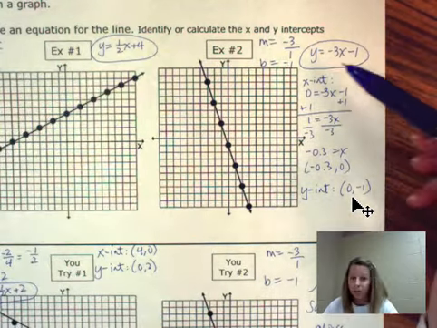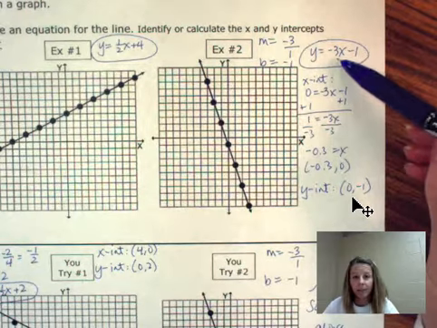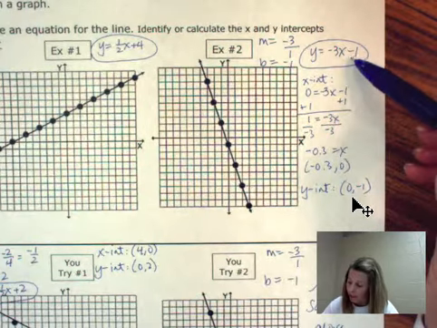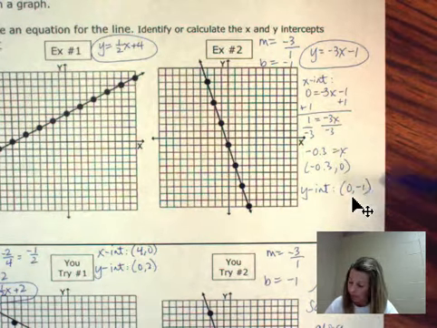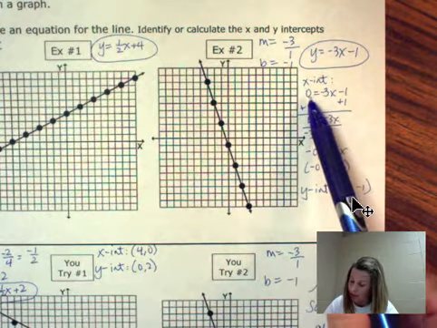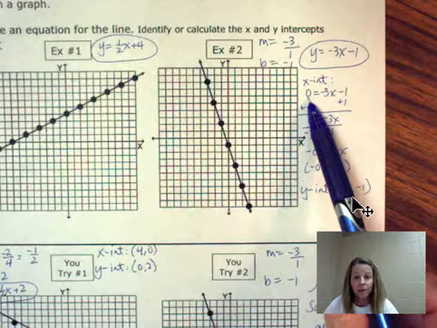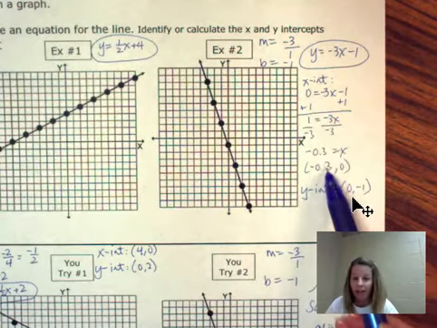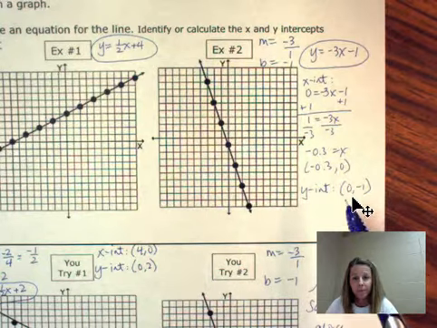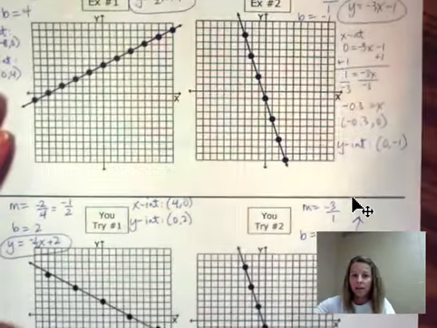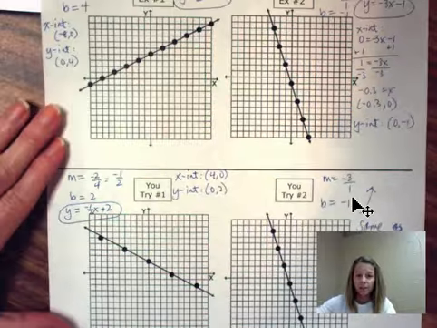Okay, here's example 2. The equation is y equals negative 3x minus 1. My y-intercept was visible at 0, negative 1, but I had to calculate the x-intercept by plugging a 0 in for y and then going through the math, and I got negative 0.3. It's really negative 0.3 repeating.